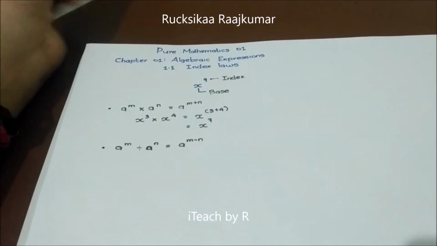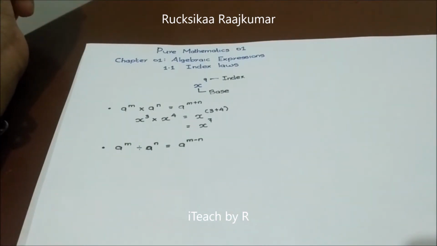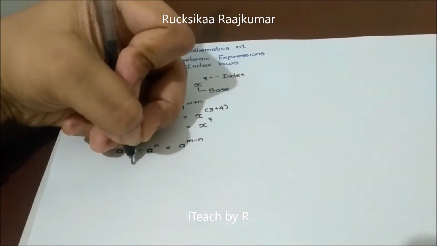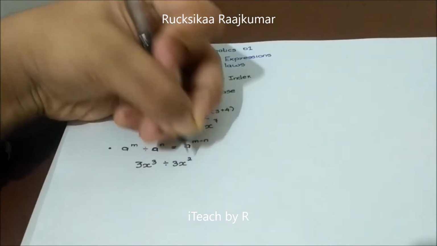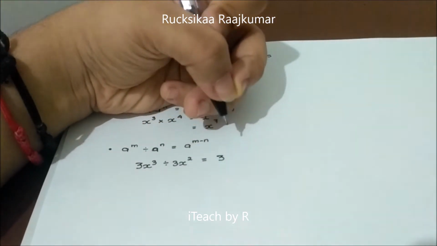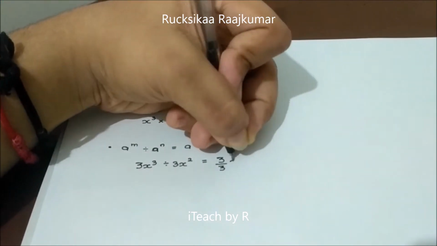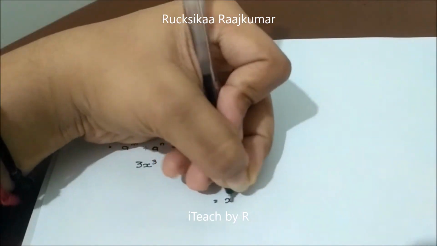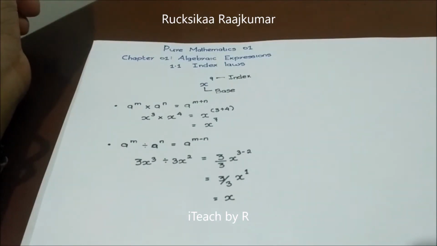So in this one, a to the power m divided by a to the power n is equal to a to the power m minus n. The example for this law is 3x cubed divided by 3x squared is equal to x.